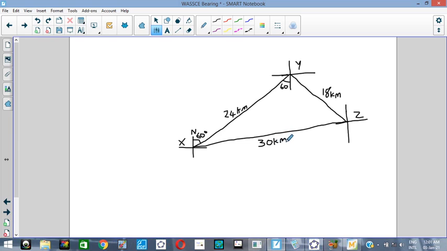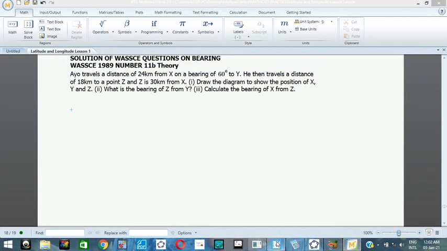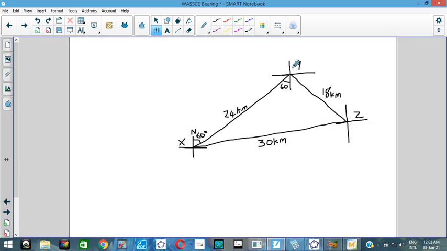30 kilometer. Okay, so this is the sketch. But now we can't really get the exact location of Z. The exact location of Z cannot really be determined. Z can be anywhere, can be here, can be here, can be positioned anywhere until we get the angular turn. So what they want us to calculate now is the bearing of Z from Y, which is very important. This turning from Y to Z is very important. We need to know it so that we know how to turn before coming to Z.